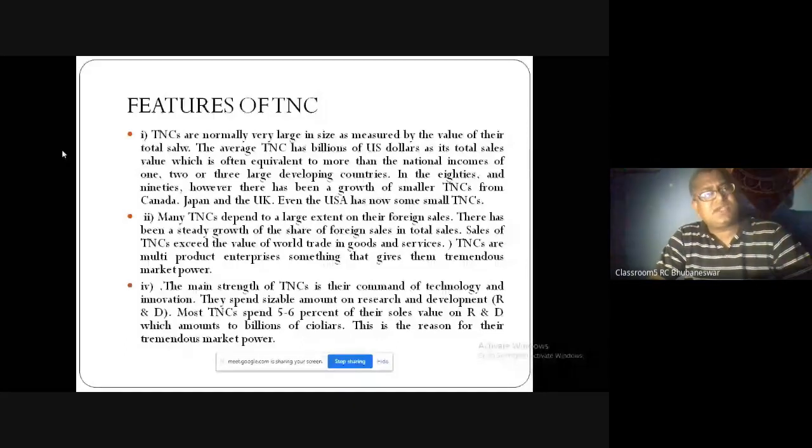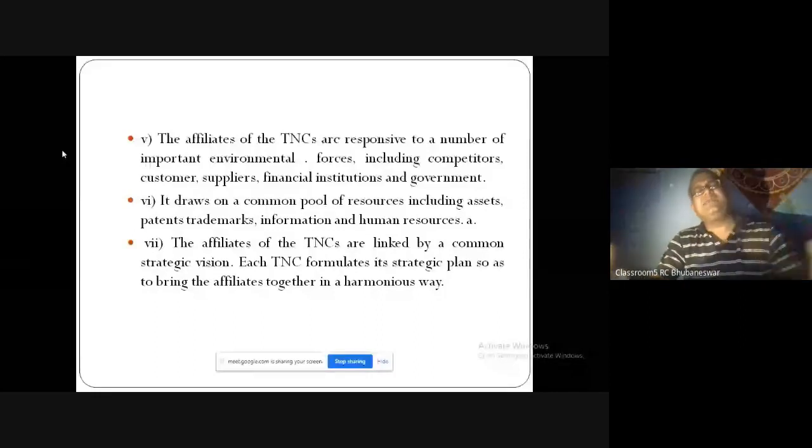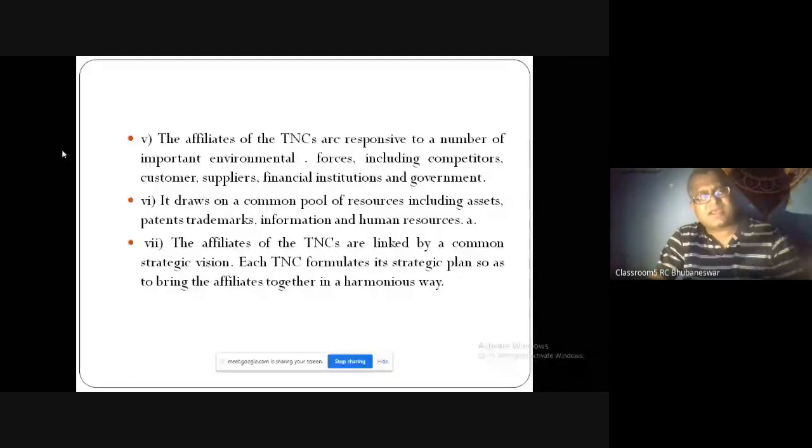My dear students, another one is that TNCs are always responsive to environmental forces. Environmental forces as they relate to competitors, customer base, suppliers, financial institutions, and government agencies. These are the stakeholders who are really interested in participating in a TNC or can be affiliated with TNC companies, and it draws a pool of resources through assets or through patents and trademarks, and that creates human resources and proper utilization of resources, through which a strategic vision is necessary to formulate the plan or policy to harmonize our product process in a different way.